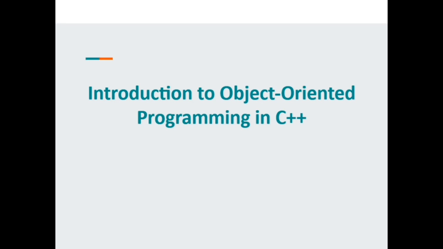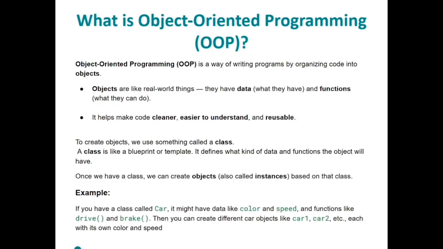What is OOP? First of all, I'm going to give a brief introduction about OOP. Then we are going to work on the four pillars of OOP that we should know to understand it. So first of all, what is OOP? Basically, OOP is a way of writing a program and organizing code in the form of classes and objects.